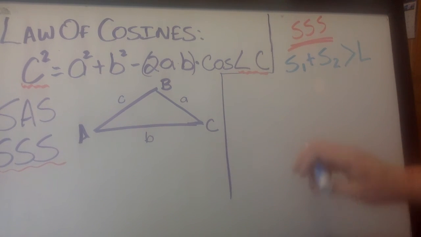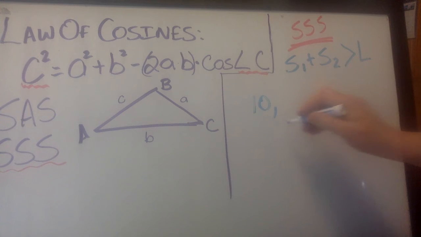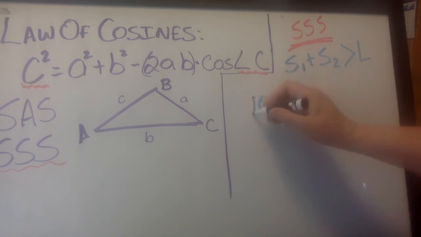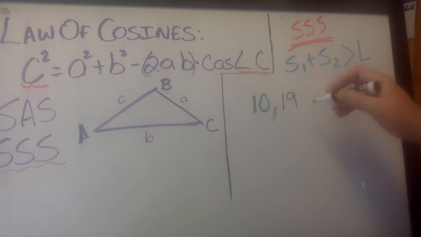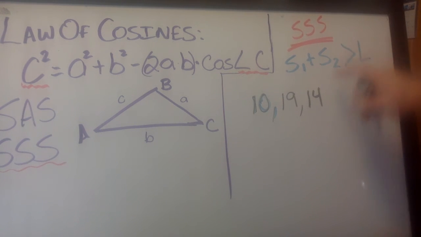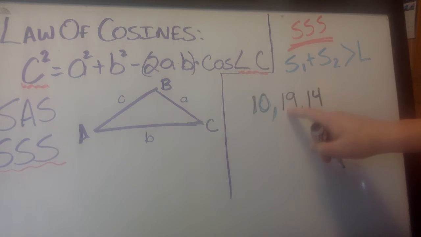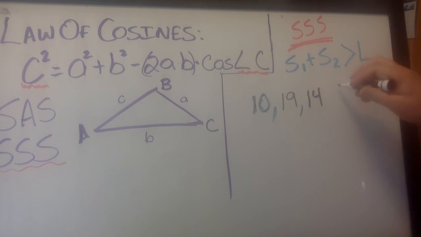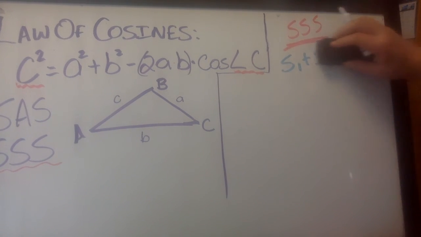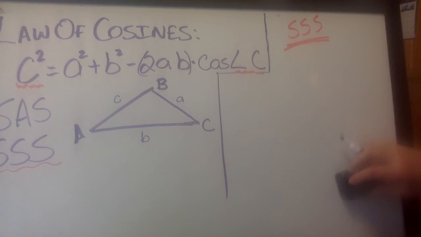But if you do something like this, 10, 19, and 14. The two smallest are 10 and 14, which adds to 24, which is bigger than the largest side. So this is a yes, and you can do side, side, side. So that's the first little twist.